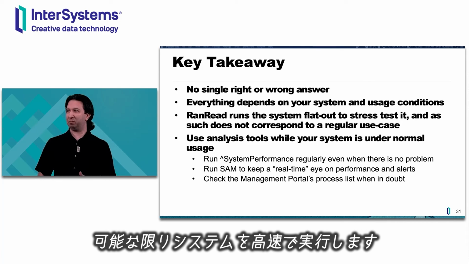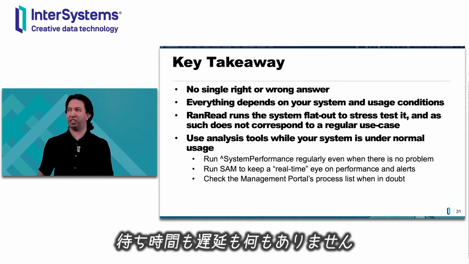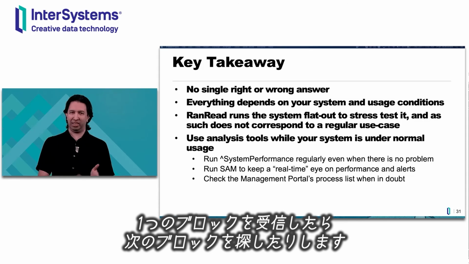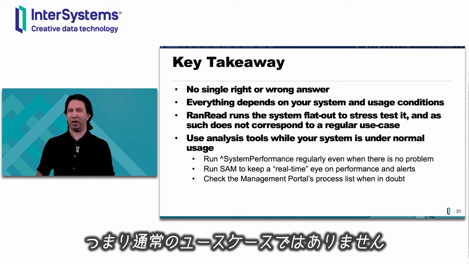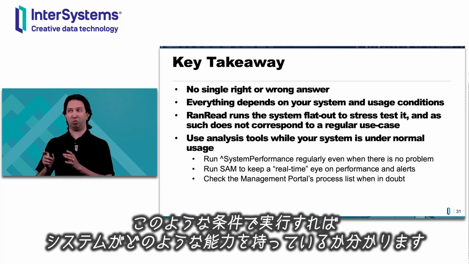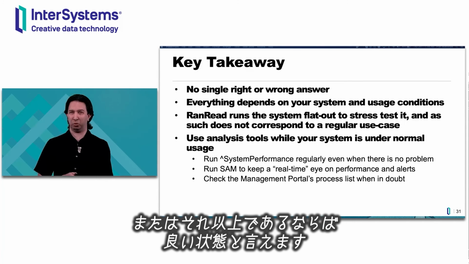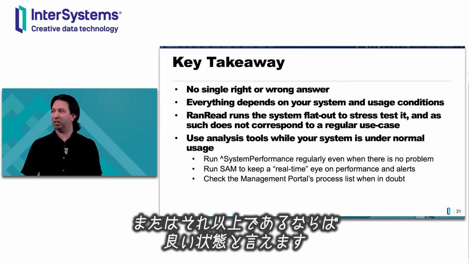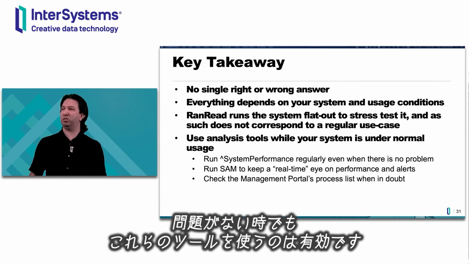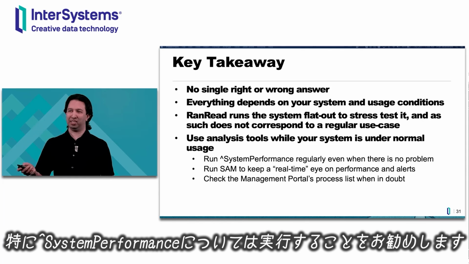And this runs a system as fast as it can go. There's no waits, there's no delays, there's no nothing. Once it receives one block, it looks for the next one, and so on and so forth. So it's not a regular use case. If it runs under these conditions, you can see what the system's capable of. And as long as that's greater than or equal to what you expect to see under real conditions, you're in good shape.